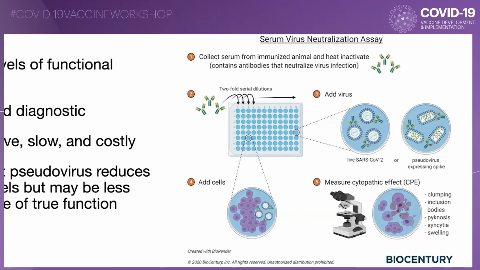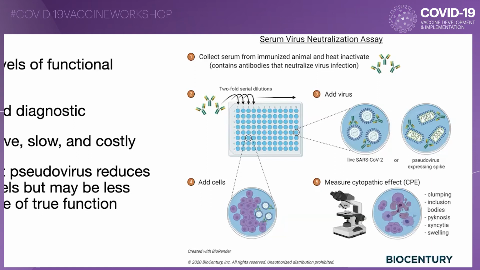And so on the right here, I have a schematic of how this neutralization assay works. In general, we take serum from a human, heat inactivate it, and add it to either live virus or a pseudovirus that expresses the spike protein. And then we add it to a 96-well plate, where each well is coated with human cells in a monolayer at the bottom. And we incubate those together over time. Then after a certain incubation period, we measure something called a cytopathic effect, where if a virus infects a cell, we expect to see changes to that cell, suggesting it's been infected.